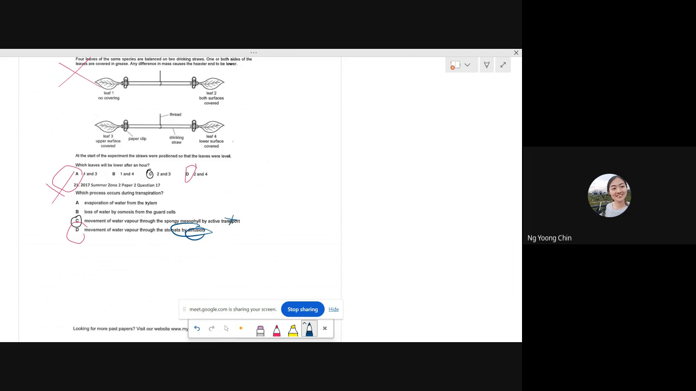Active transport, because they require what? They require the help of carrier proteins and energy, right? So they are not involved in transpiration. Transpiration only involves osmosis, evaporation into the airspace, which is the water becoming water vapor in the airspace, and then the water vapor diffusing out by diffusion. Just these three processes only, not including active transport here.